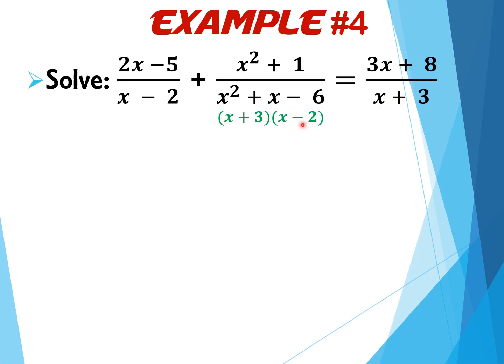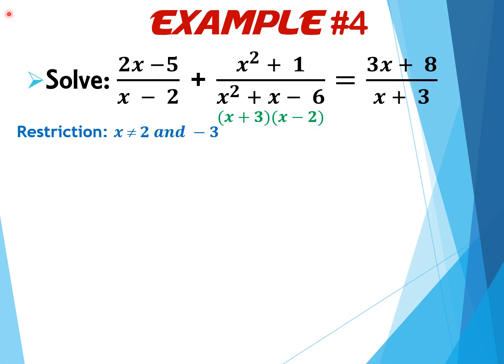But first, we have to find the restrictions. So we equate all these factors to 0. So this will be x minus 2 is equal to 0. This will be positive 2. This will be negative 3, positive 2, and negative 3. So therefore, the restrictions are positive 2 and negative 3.